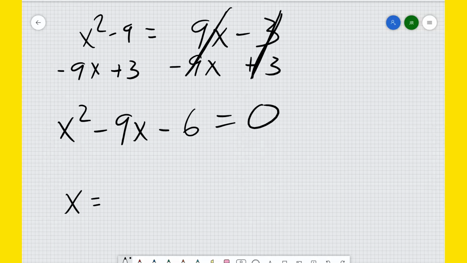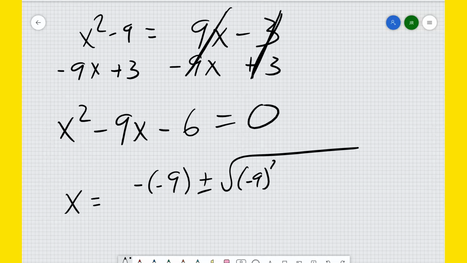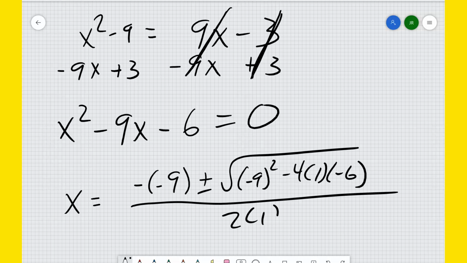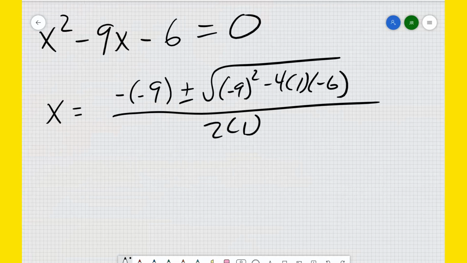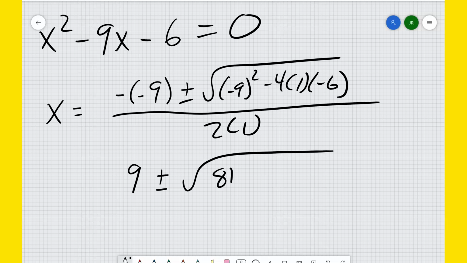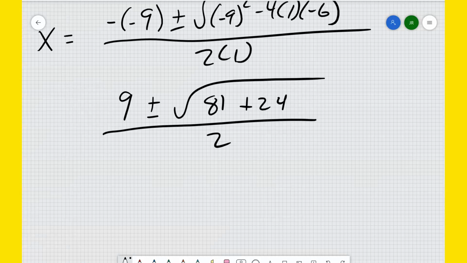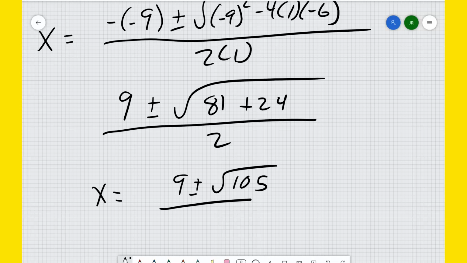Negative b, plus or minus square root, b squared minus 4ac, over 2a. Yep, quadratic formula. So negative 9 plus or minus the square root of negative 9 squared minus 4 times 1 times negative 6, all over 2 times 1. So that's going to be negative 9 makes positive 9 plus or minus the square root of 81 plus 24 over 2. So that's x equals 9 plus or minus the square root of 105 over 2.